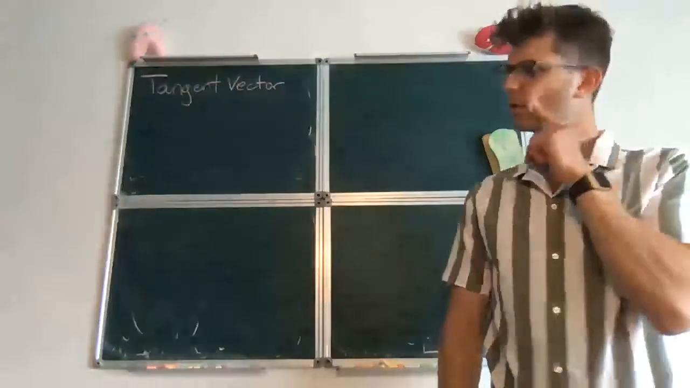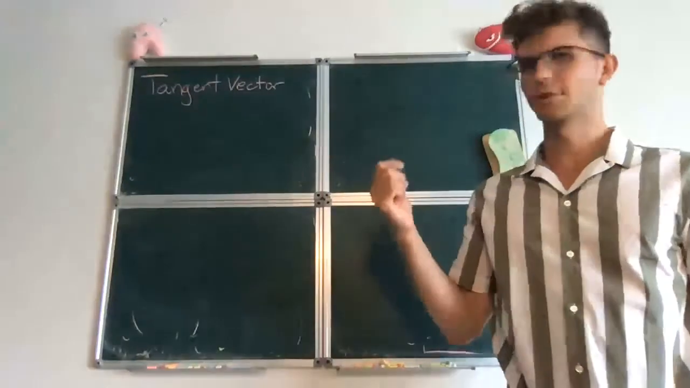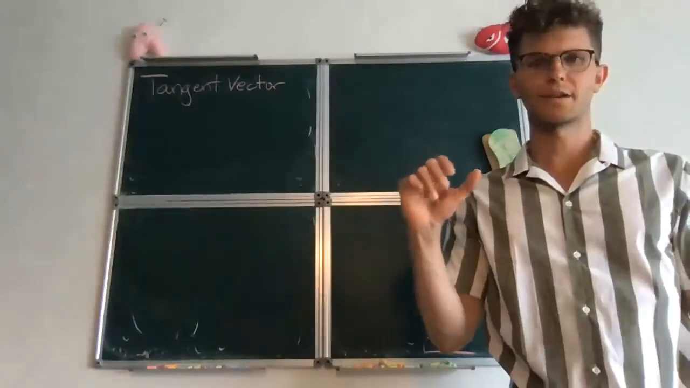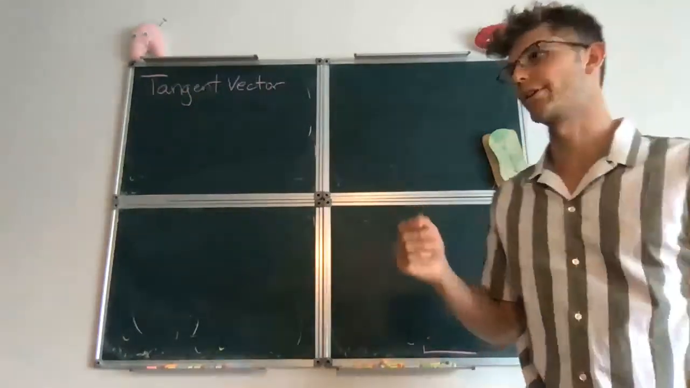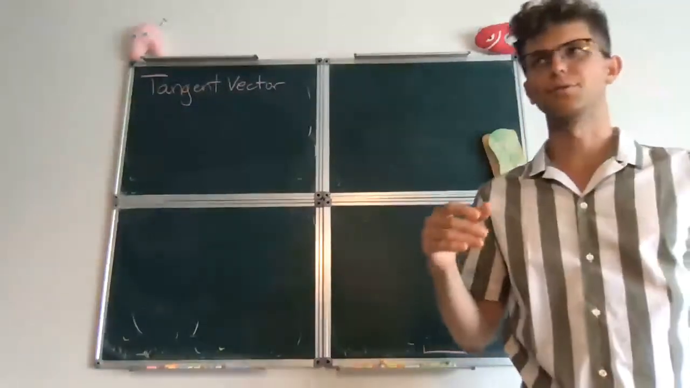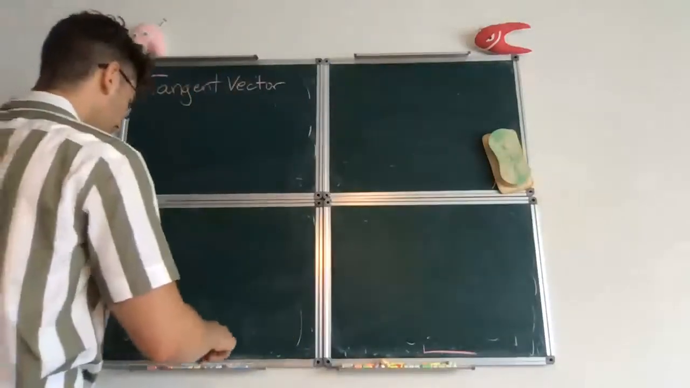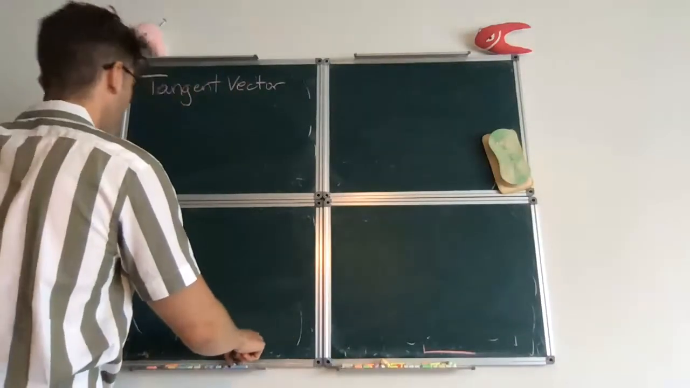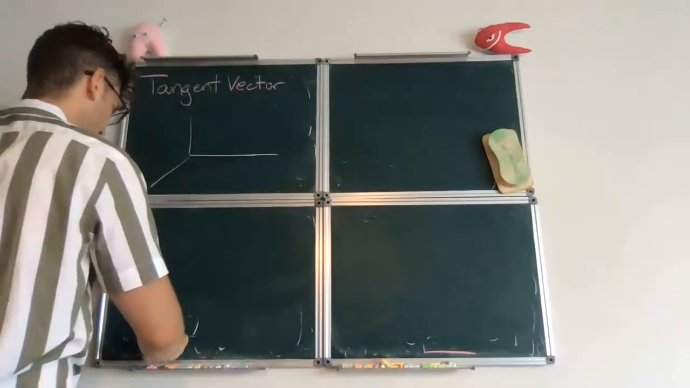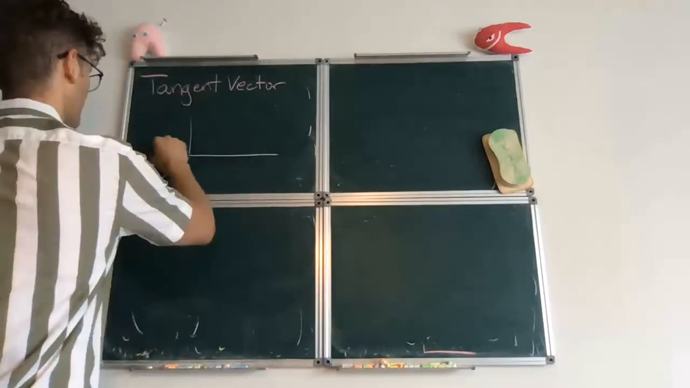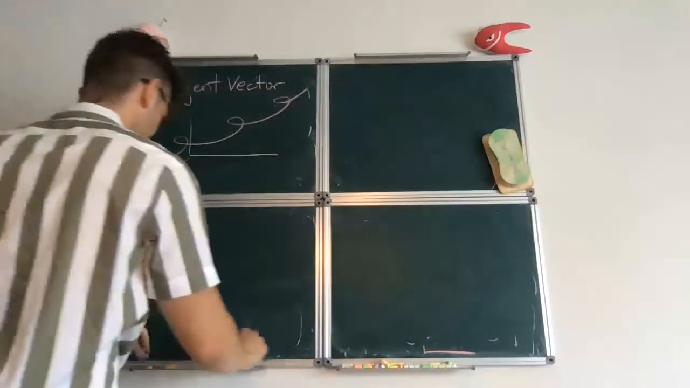Okay, so now we're going to talk about the tangent vector. Our ultimate goal is to understand how acceleration is related to the curvature of a curve, but for that we need to study some other things first. So the idea is that if you have a curve in space, it could be something like this.